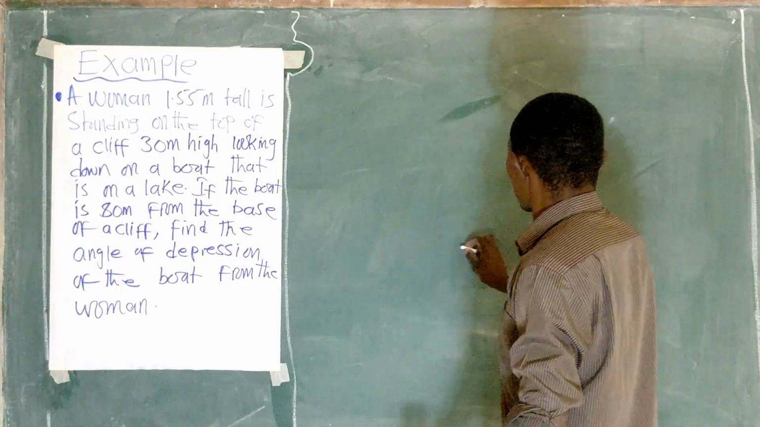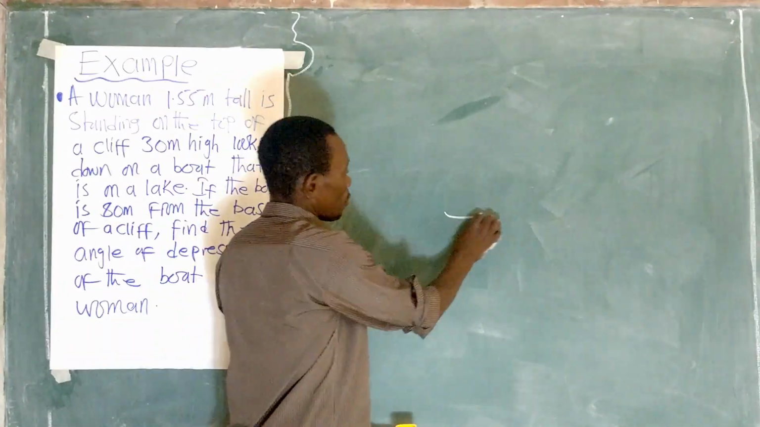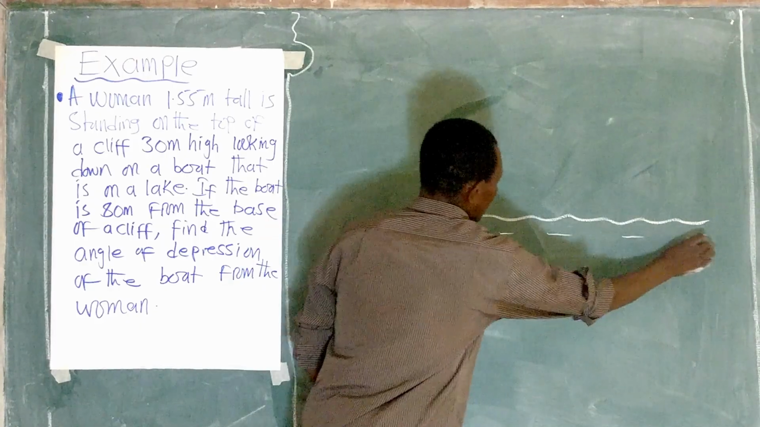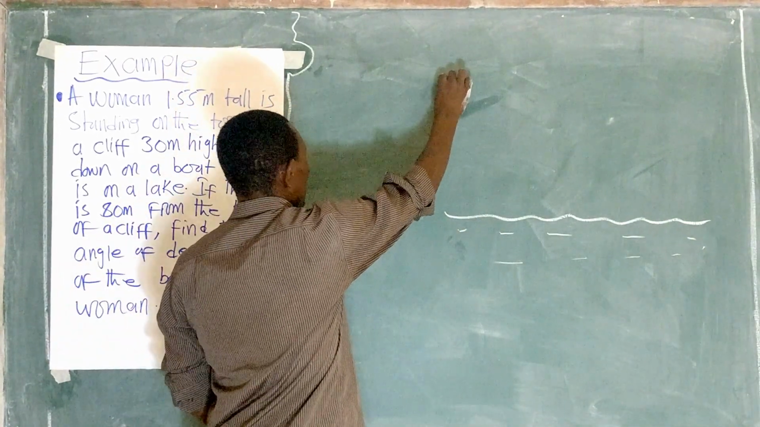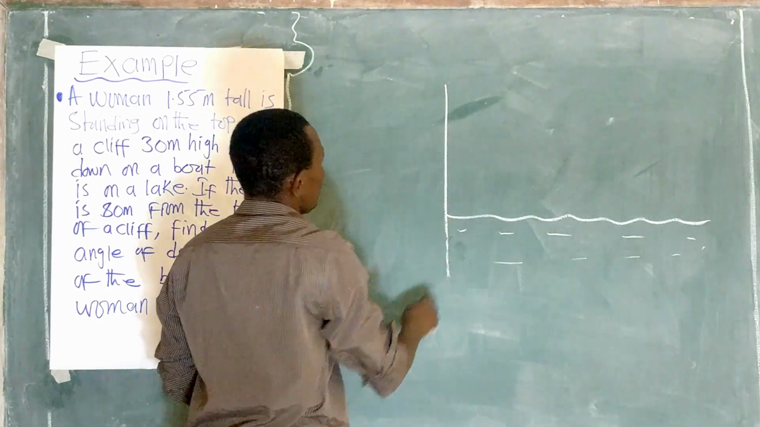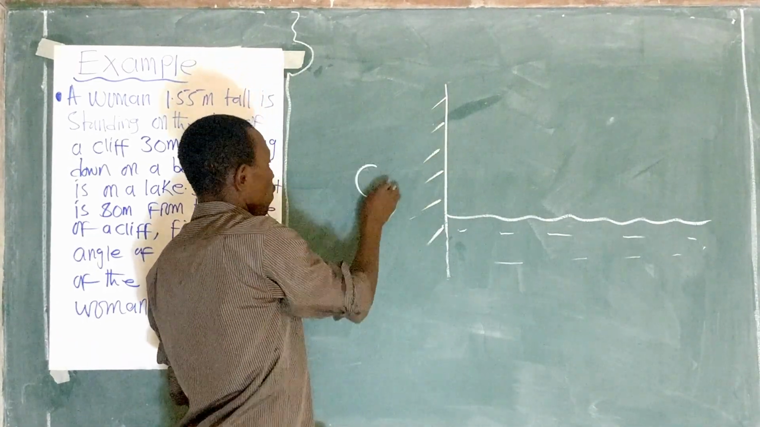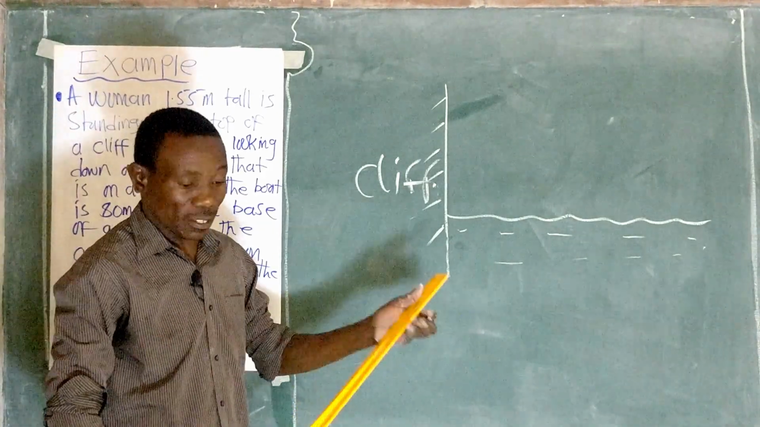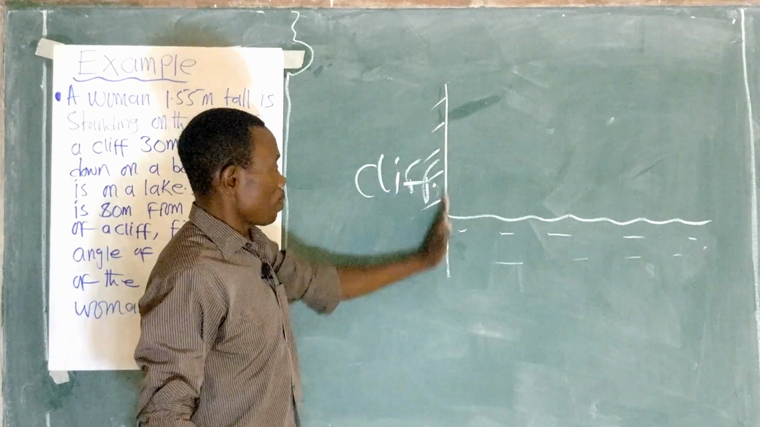So maybe if I draw a real situation on the ground, we should expect to have a lake, which is this one here, a body of water. Usually the lake is surrounded by a body of land. So this is the land, very steep on the side of the lake, and that is known as a cliff. Some of us are not geographers, so we need to know what a cliff is: high ground along the lake, which is very steep, like that one.